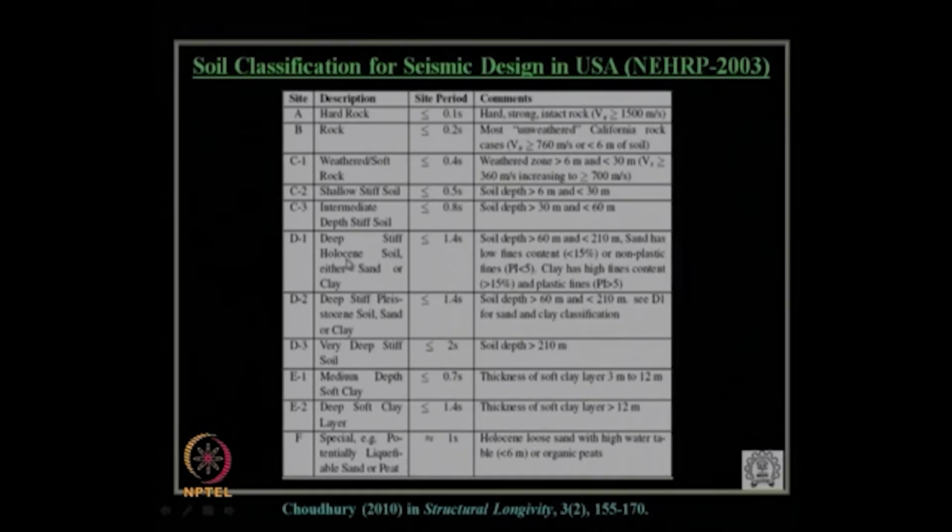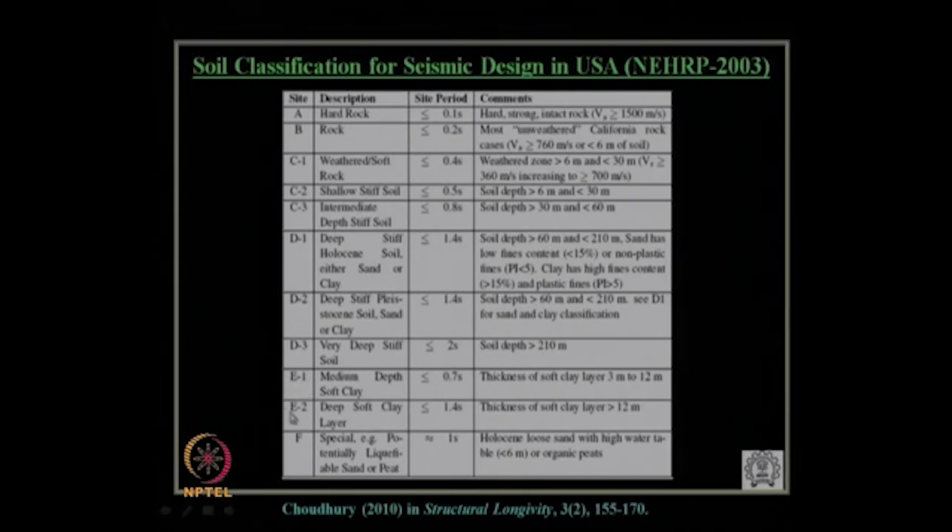D1 is deep stiff Holocene soil, it can be either sand or clay, but their site period should be within 1.4 second and their depth can be between 60 meter to 210 meter with low fines content within 15% and non-plastic in nature. And clay has high fines content greater than 15% and plastic fines with PI value greater than 5. D2 is the deep stiff soil, sand or clay with this range, and D3 is very deep stiff soil with this value of site period with soil depth greater than 210 meter.